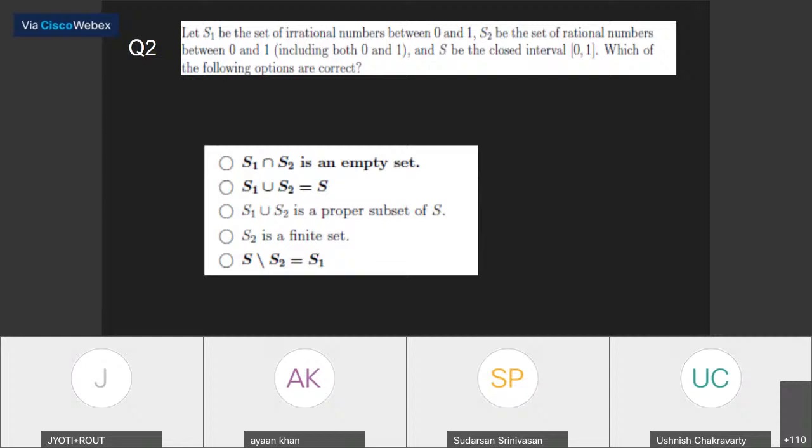Sir, S1 intersection S2 is an empty set. Rational number and irrational number intersection will be an empty set. Okay, so they are mutually exclusive. They are empty. It's an empty set. That's it.